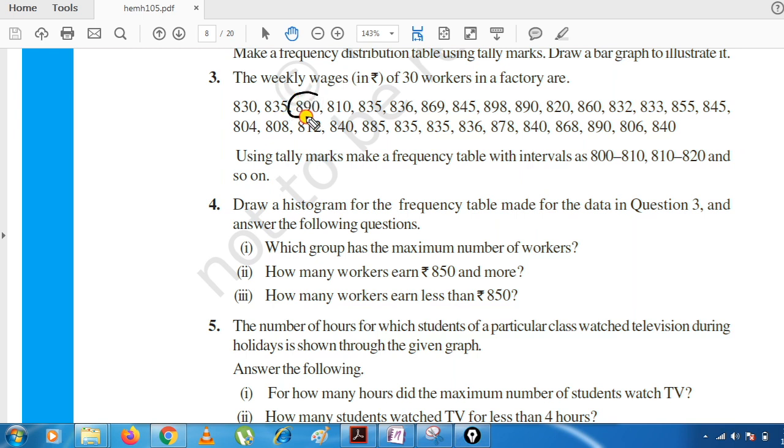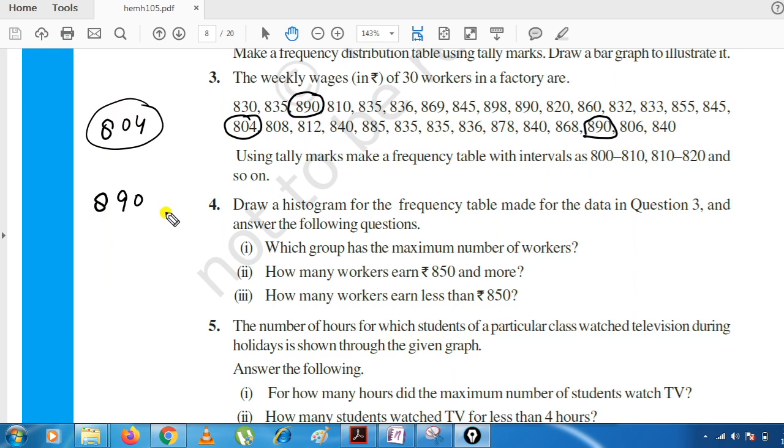You can see here the maximum value given out of these 30 numbers is 890. One you can see here, one you can see here. So 890 is the maximum number. Now the minimum number: if you check, the minimum number will be 804. No other number I can find here which is less than 804. So you are having minimum number 804 and maximum number 890.